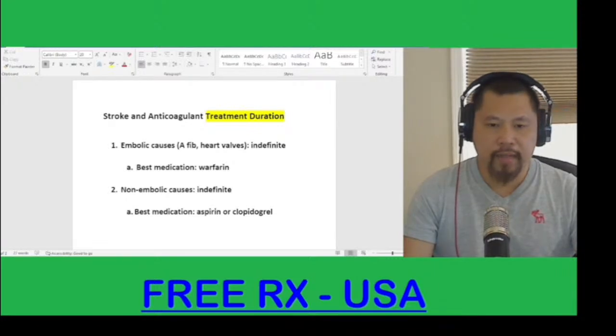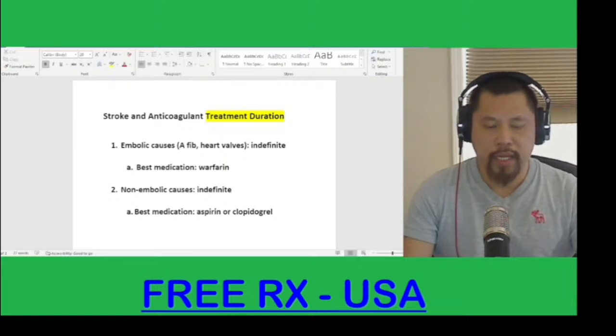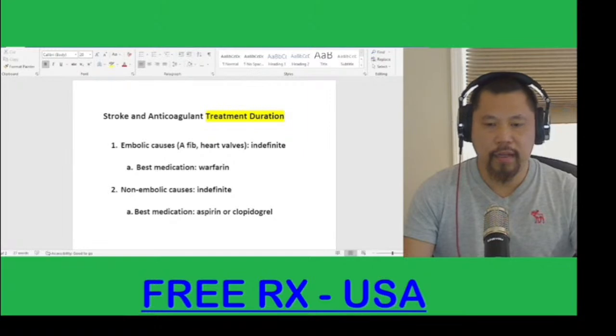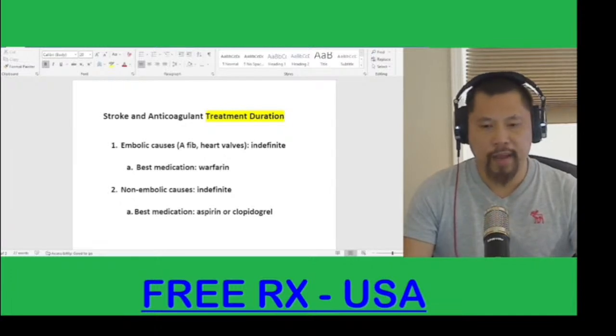If it's not because of embolic causes, then you don't have to take a blood thinner medication, but you may need to take either aspirin or clopidogrel, or Plavix, indefinitely or for the rest of your life. Your cardiologist will decide what is the best treatment therapy and duration, so you should follow their instruction.